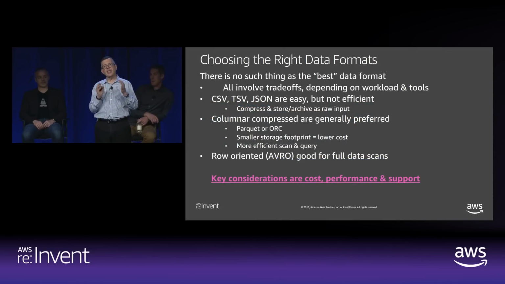Choosing the right data format's another key consideration. So essentially there's no such thing as a best data format, but if you're using CSV, TSV, JSON, they're easy to use, they're ubiquitous, but they're not efficient. So if you start to consider moving to something like an optimized columnar compressed self-describing format, it's often much quicker to scan that data, query that data, as well as much more cost effective. So you want to consider getting your data in the right format, maybe in one of these staging buckets, before you actually load it in the data lake itself.